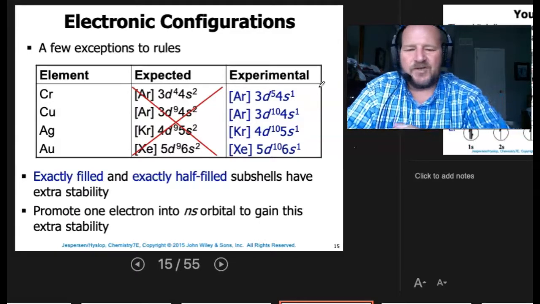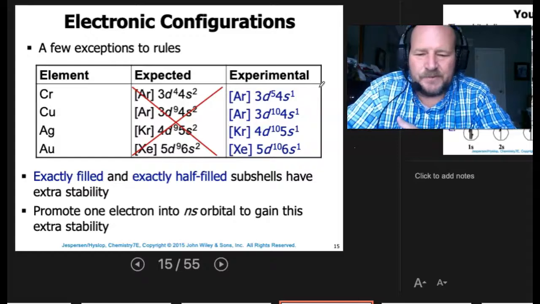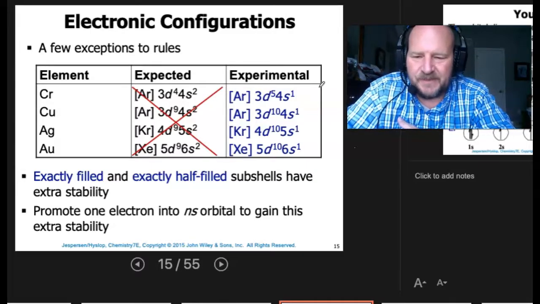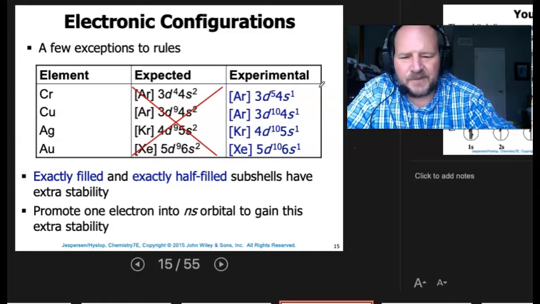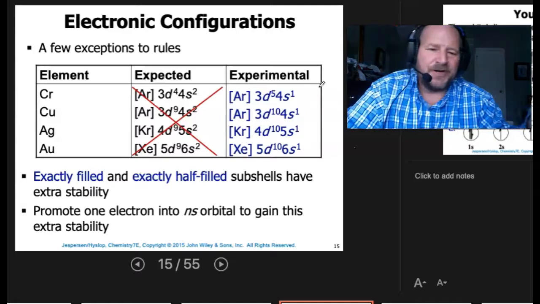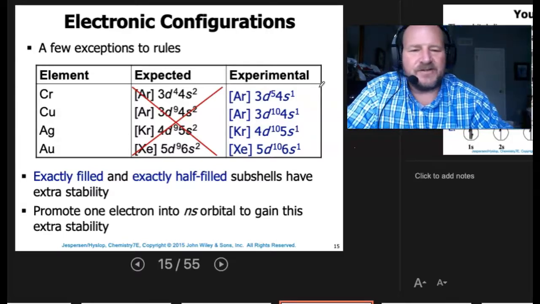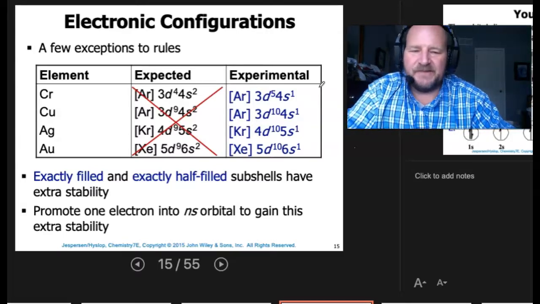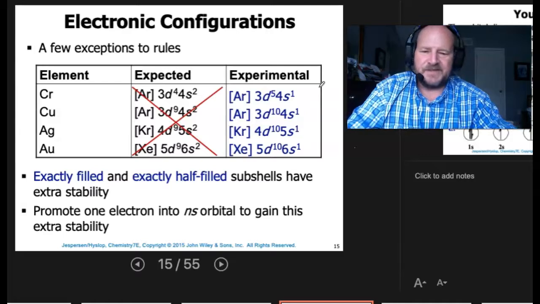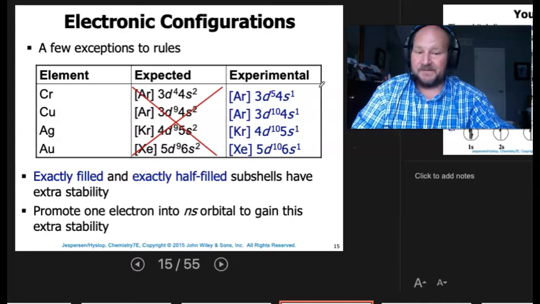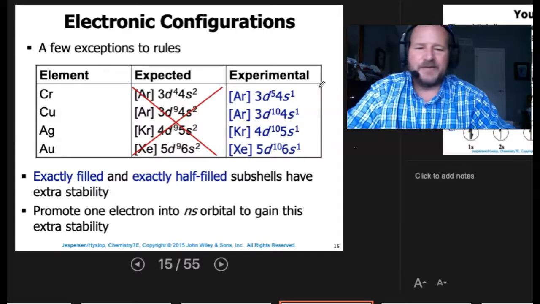So we promote one electron into the d orbital to gain this extra stability. We take one out of the s and put it in the d, and that gives us our extra stability. Now, it's only going to do that if it can get a half-filled d. If the d is not moving to 5, or not being filled to d10, then it will not do this.